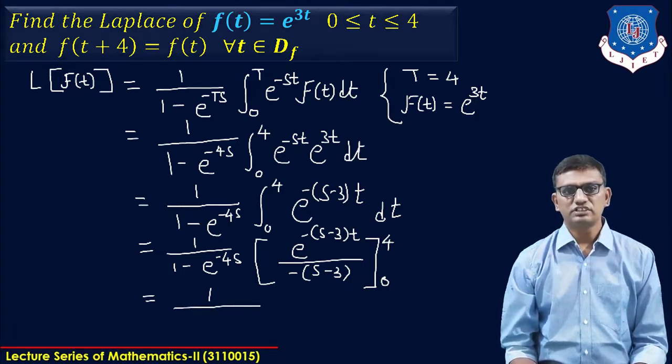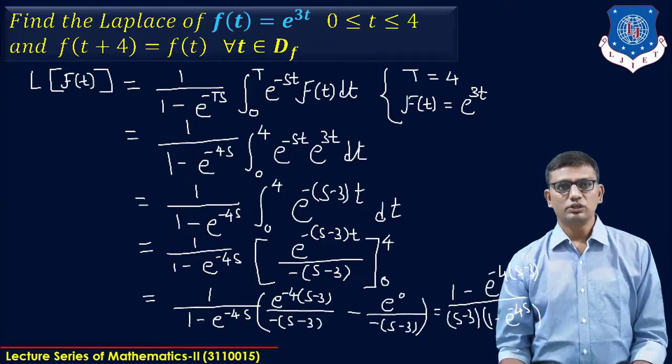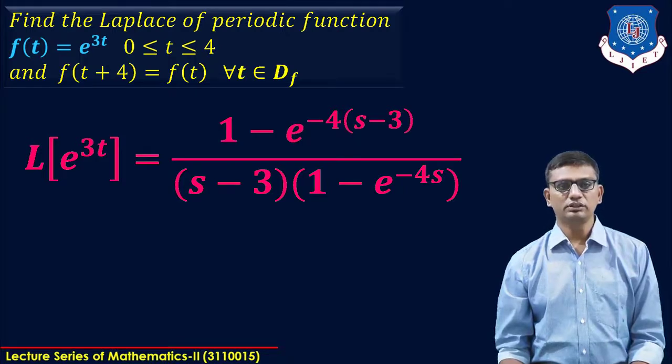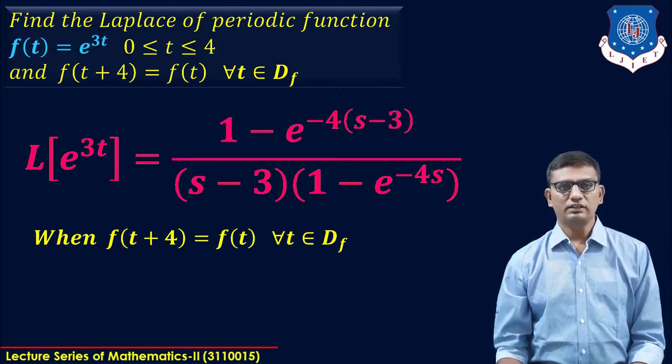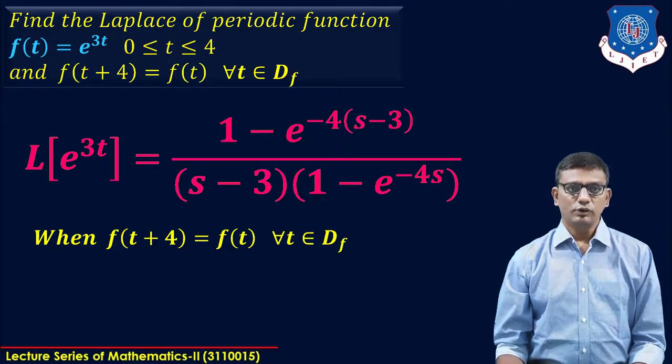Now our first term is as it is, which is 1 upon 1 minus e raised to minus 4s, and so our answer is Laplace of e raised to 3t is equal to 1 minus e raised to minus 4 times s minus 3 upon s minus 3 into 1 minus e raised to minus 4s, when f of t plus 4 equal to f(t) for all t belonging to the domain of f. Here our function is periodic, so we can't apply the Laplace transformation formula directly, but we have to use the formula of periodic function in Laplace transformation.